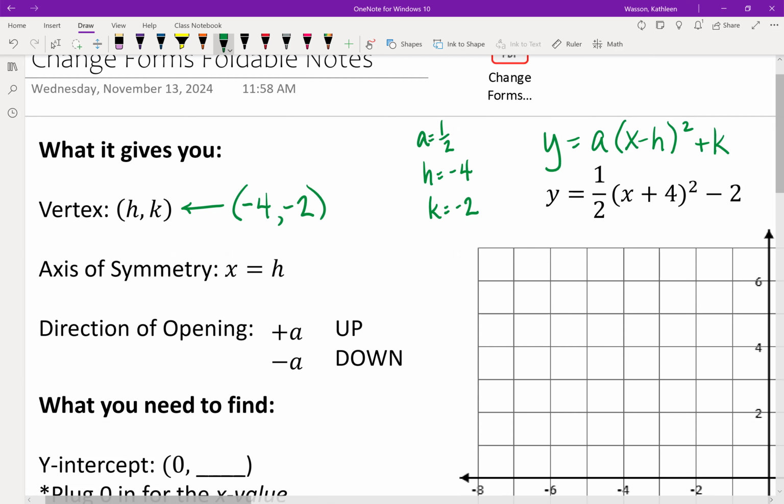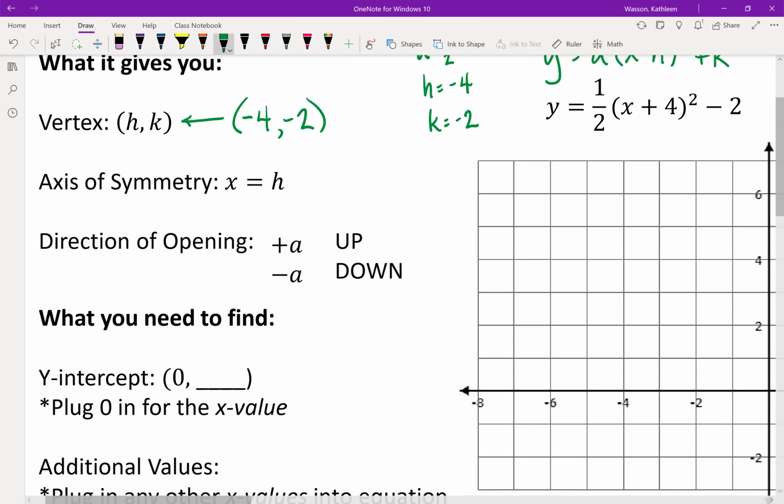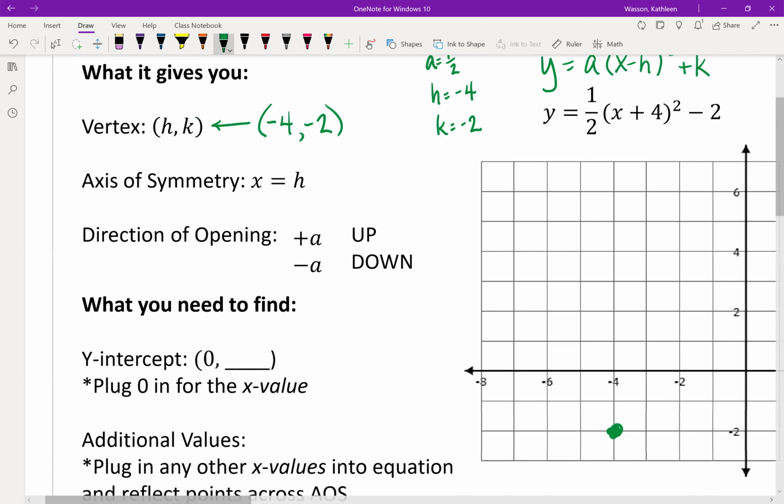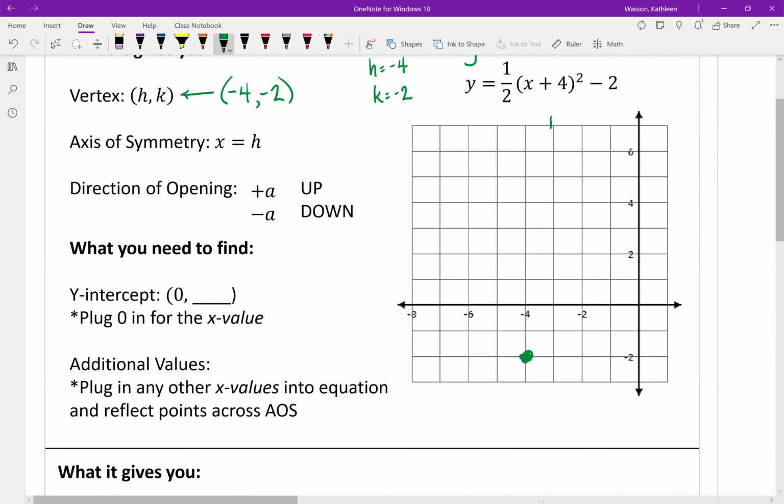I'm going to go ahead and graph this. -4, -2 is here. So I plotted my point. My axis of symmetry is a vertical line that goes through the vertex. You can go ahead and draw that in. This is my axis of symmetry. It's at x equals the x part of the vertex, x equals h. So for this equation, it's x equals -4.